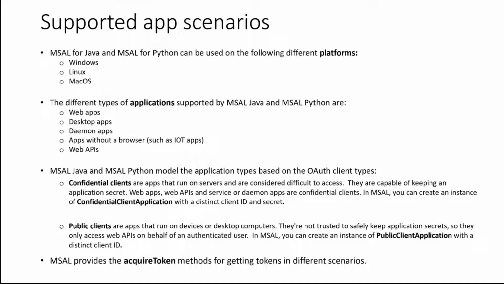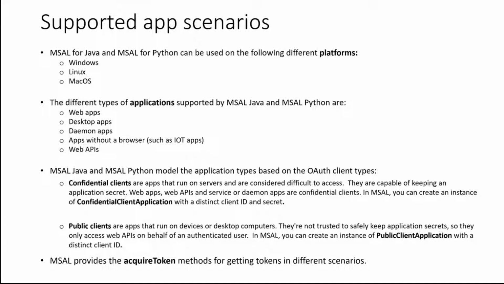The different types of application scenarios supported today are web apps; desktop apps, which are apps that run in the operating system, like Windows, Linux, and Mac OS; daemon apps, which are like background services or jobs running in the console; applications without a browser, for example, IoT apps; and web APIs.